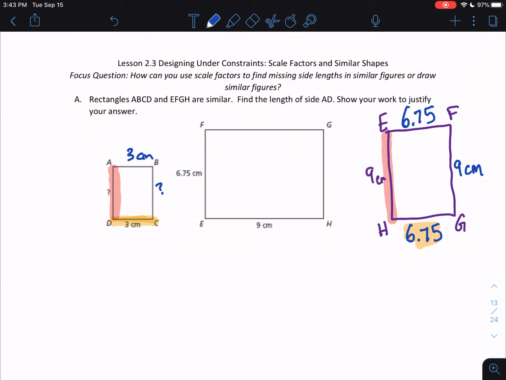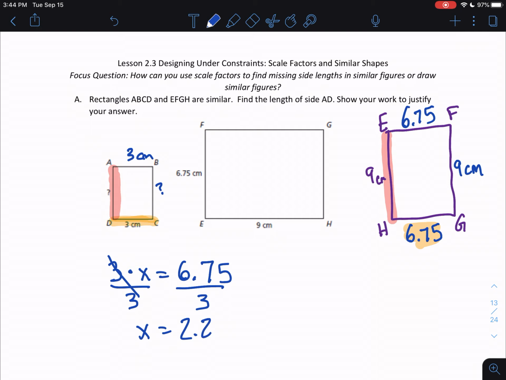So we'll say 3 times what number equals our corresponding side length, the orange one, 6.75? To figure that out, we need to undo the multiplying, meaning we divide. We divide both sides by 3. 3 divided by 3 is 1, so I'm left with 1x, or x equals, and 6.75 divided by 3 is 2.25. That means 2.25 is our scale factor.